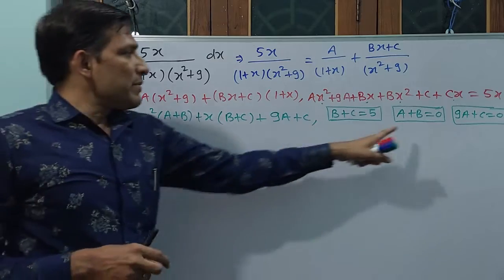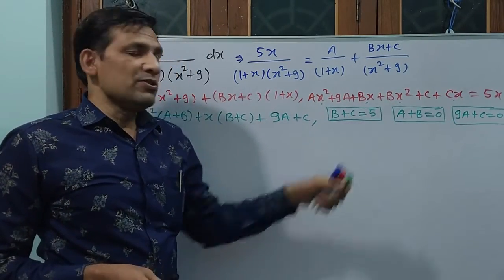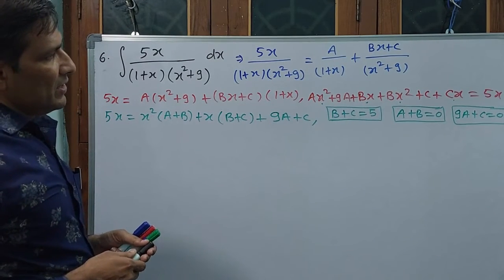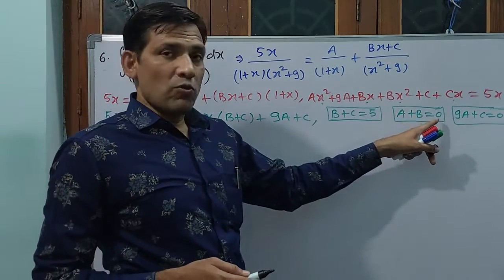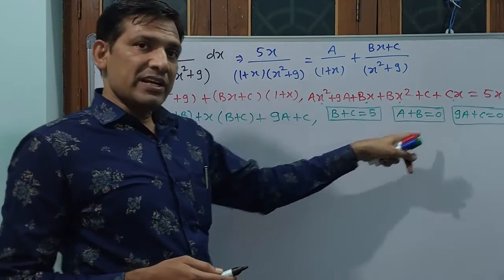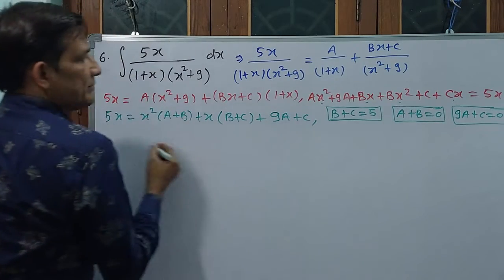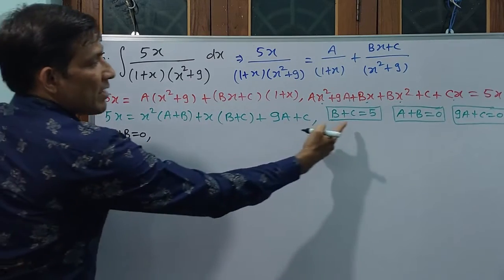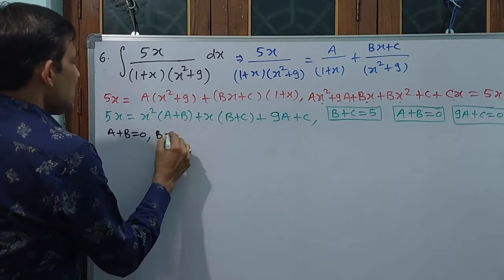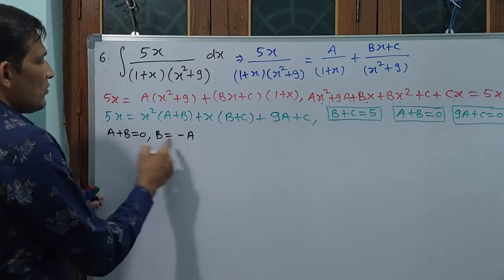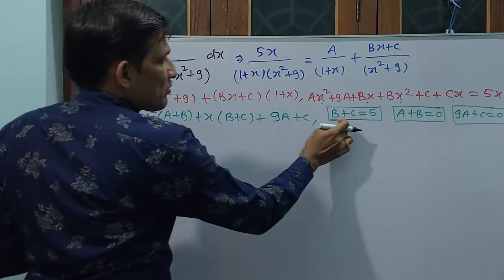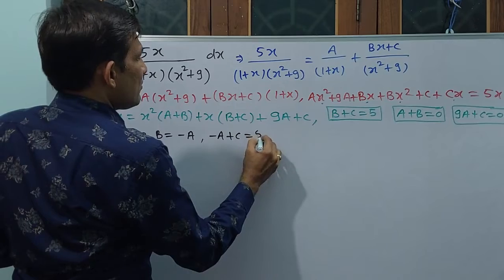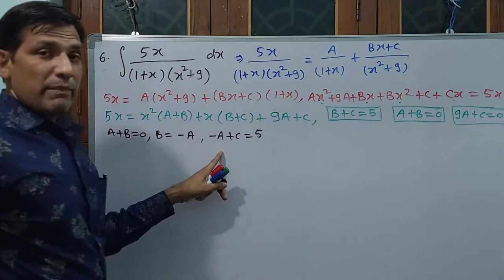See here, the remaining 2 equations are zeros, but b plus c is equal to 5 you are having. A plus b is equal to 0 means b is equal to minus a. Why am I converting? Because here b is there. B is equal to minus a. Substitute in this: minus a plus c is equal to 5.